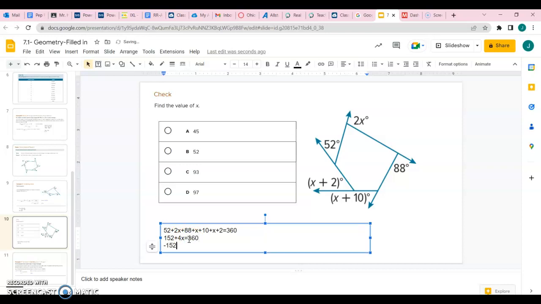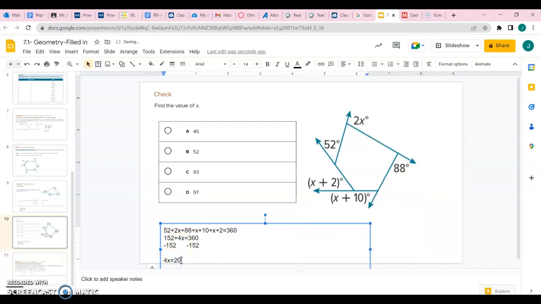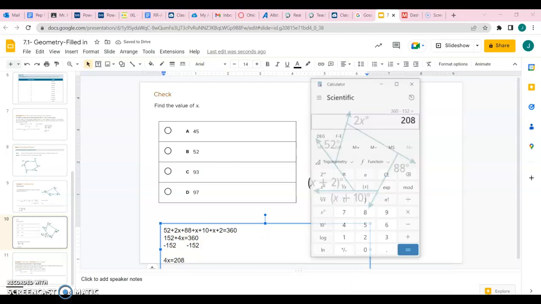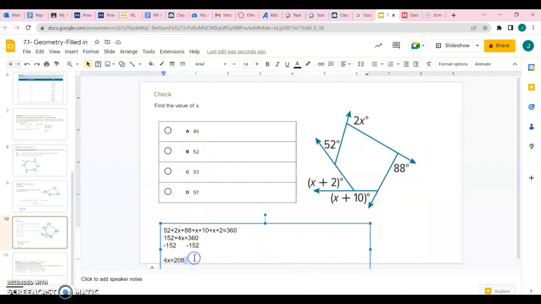I'm going to subtract 152 from both sides. I end up with 4x equals, and when I plug it in, I get 360 minus 152, and that equals 208. Then I'm going to divide both sides by 4, and x equals 52. So my answer will be B, 52. So add all the angles, solve it, and it equals 360 degrees.